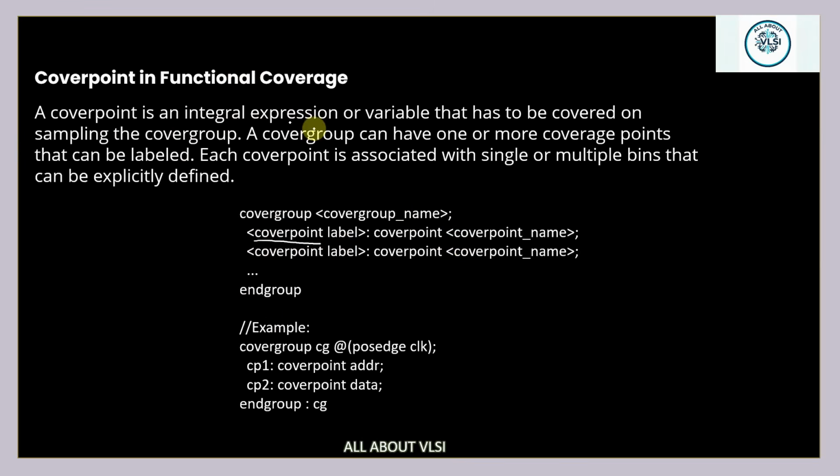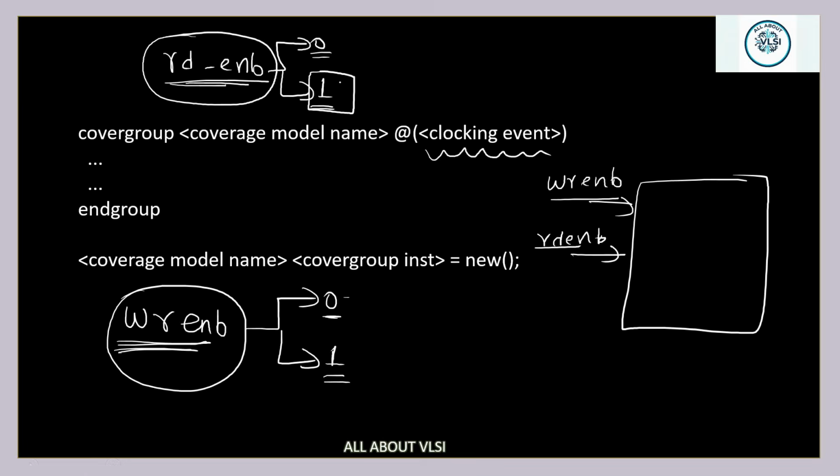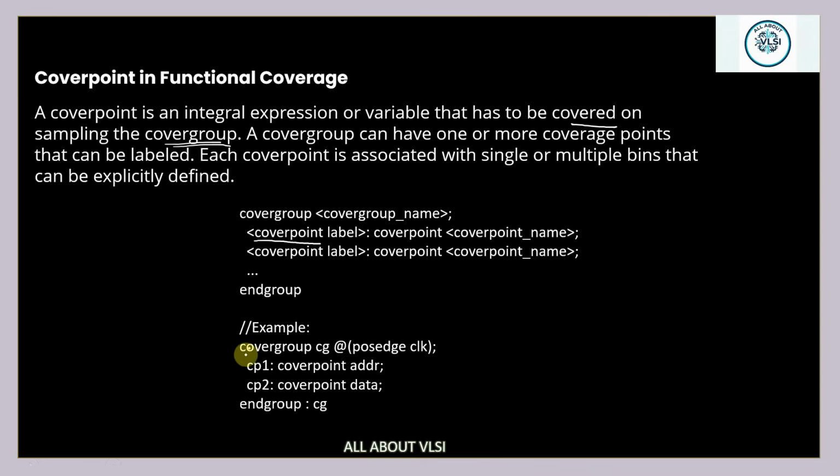A cover point is an integral expression or a variable that has to be covered on sampling of the covergroup. So on which variables you need to look using your coverage model, or on which point you need to look into the functionality. In this example, we have declared a covergroup and the event we have mentioned, and cp1 and cp2 are labels, which are optional, and then you mention the cover point. Coverpoint here is a keyword which you are going to use.